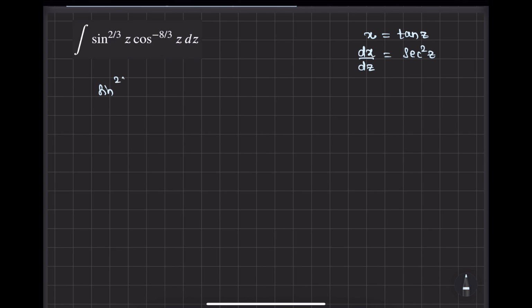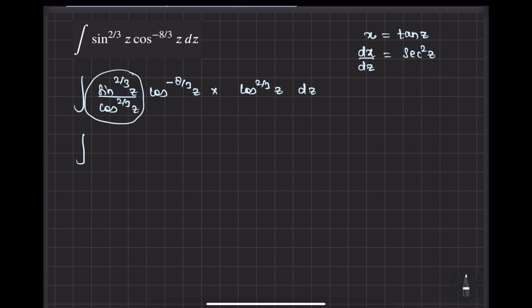Look at the idea. So sin 2 by 3 z upon cos 8 by 3 z. Can I multiply and divide by cos? Cos 2 by 3 z, cos 2 by 3 z dz. My point is, you know that sine upon cos can become tan. Okay, so I have taken help of that part. So look at the idea. So these two things will get clubbed and will produce tan power 2 by 3 z.